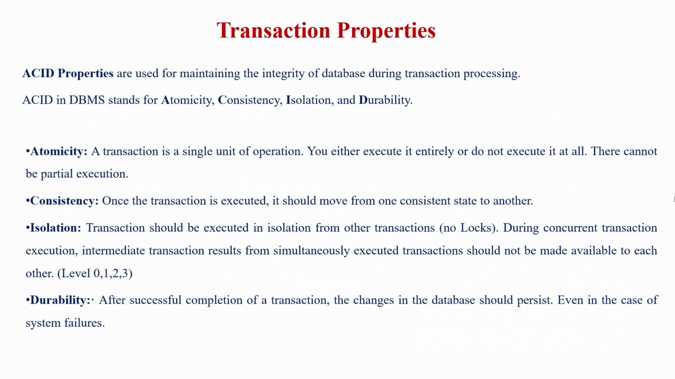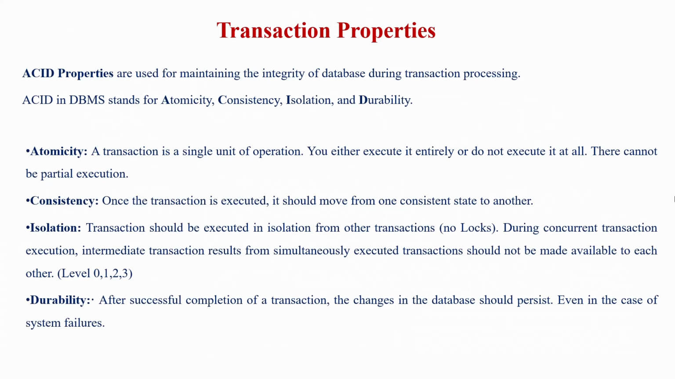Atomicity: a transaction is a single unit of operation. Either it should complete the transaction successfully, or it should not do it at all. Then consistency: the transaction should maintain consistency throughout the transaction and in each and every state. Isolation: the transaction should be executed in isolation from other transactions.